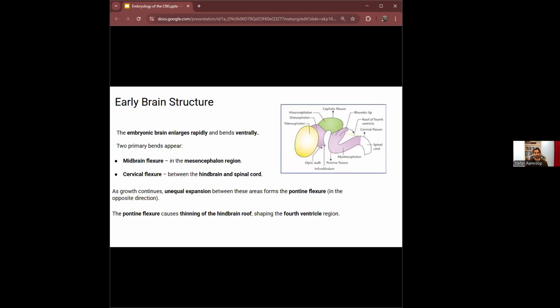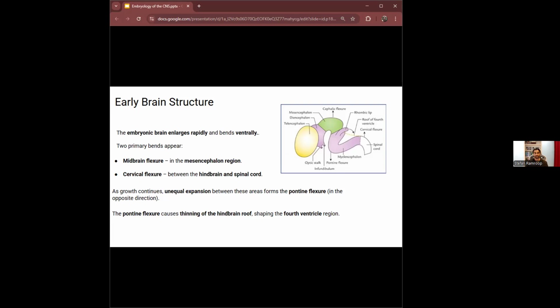So as the embryonic brain continues to enlarge, it doesn't just grow in size, it's also going to bend eventually. So that's going to create your first major curvatures, or brain flexures. So initially, you're going to have two primary bends appearing. The first is your midbrain flexure, which develops in your mesencephalic region. The second is the cervical flexure, which is located between the hindbrain and the spinal cord.